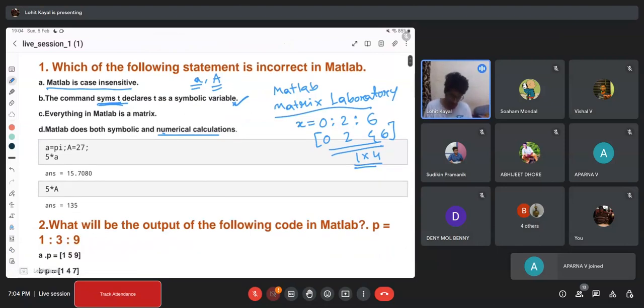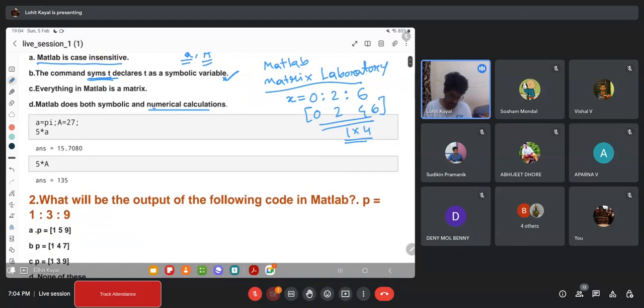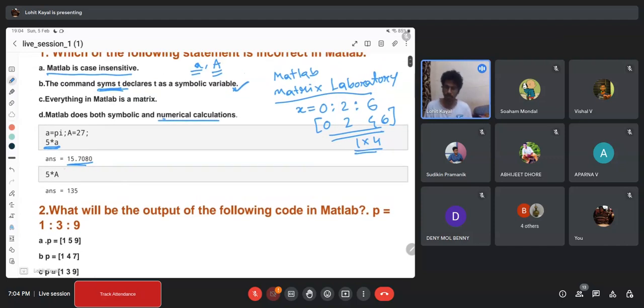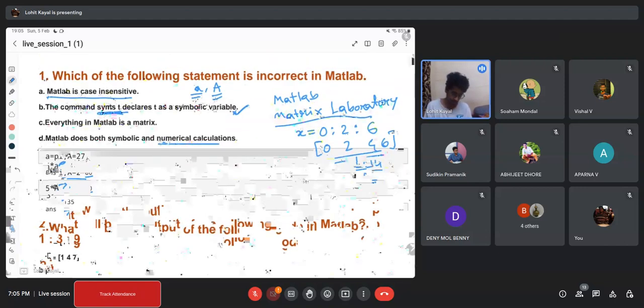Here I have given two examples. One is small a equal to pi and another, capital A, equal to 27. When I give the input 5a, it gives 5 times pi, which is 15.7. And when I give 5 times capital A, it gives me 135. So MATLAB treats these two variables, lowercase and uppercase, as two different variables. So option A is the correct option.